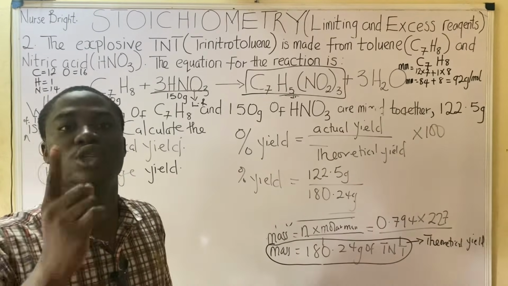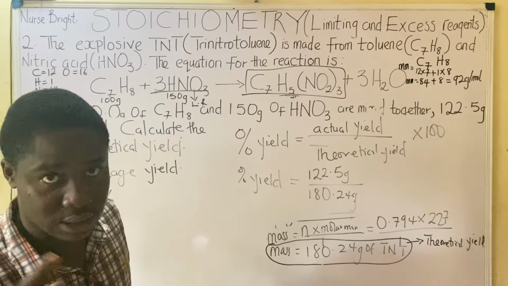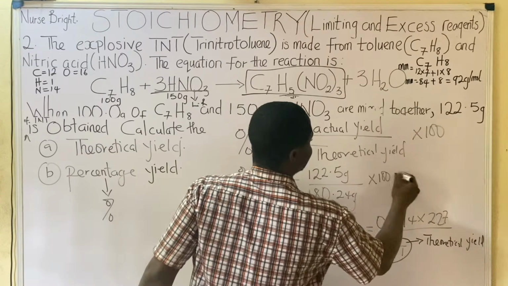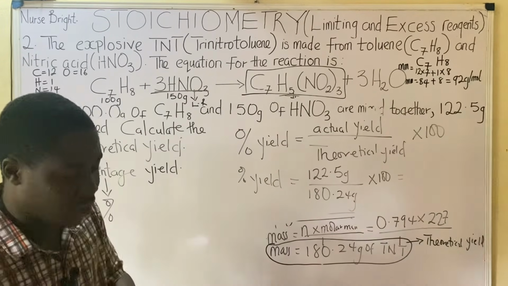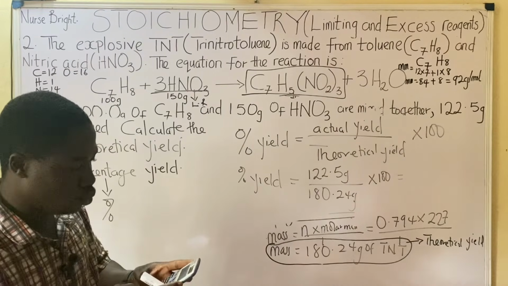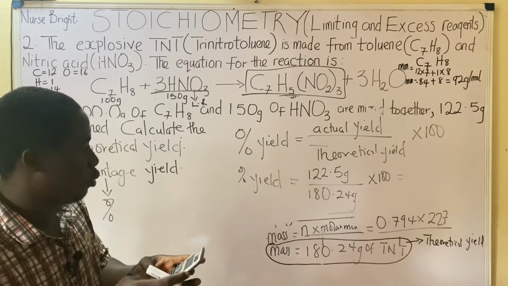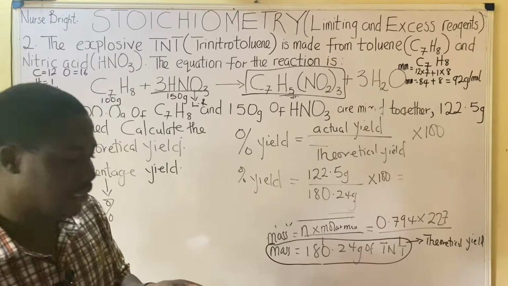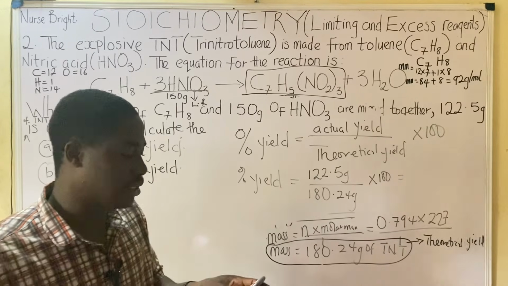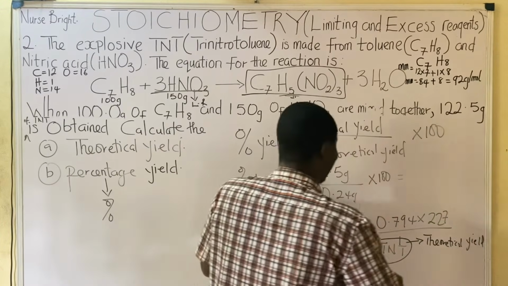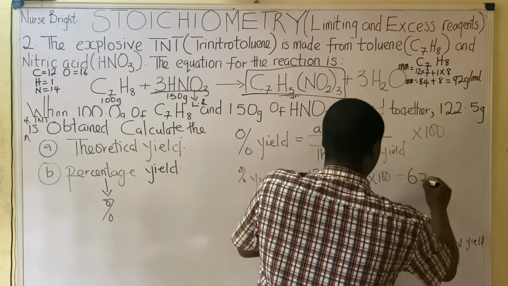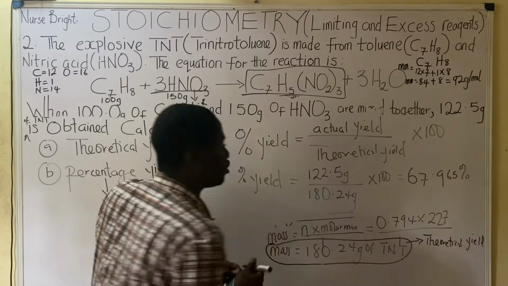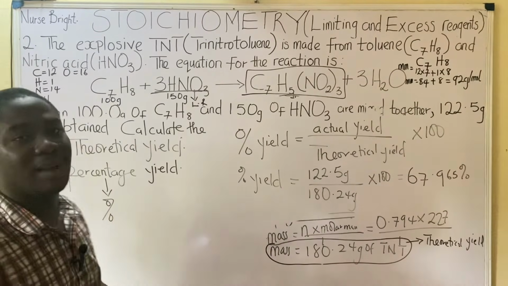Your theoretical yield is always higher than your actual yield. Note this. Theoretical yield is always what? Higher than the actual yield. So it's going to be times 100. The theoretical yield, the one you calculate for, is always higher than what they will give you in the question. So 122.5 divided by 180.24 times 100, that's 67.965%. This is your percentage yield in this particular practice question.